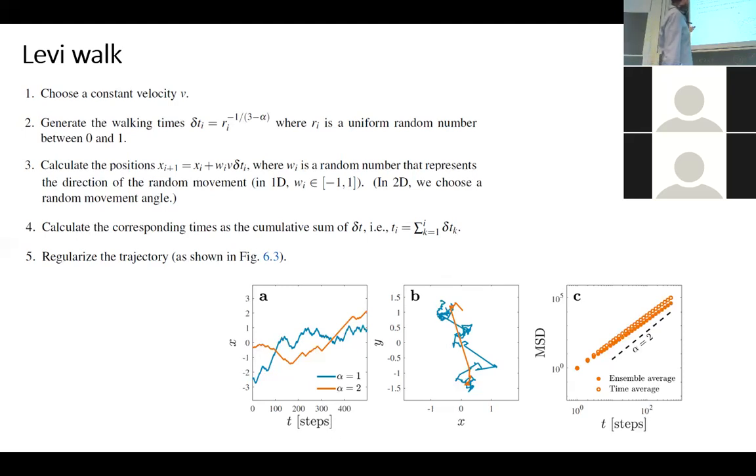And then the total time scales are the cumulative sums of these walking times, right? And then I might make the regularization of the trajectory. And this is how it looks in 2D. You see that this is a lot more ergodic, although it's still weakly non-ergodic as mathematically defined. But the trajectories between different ensemble and time averages look very similar to each other.